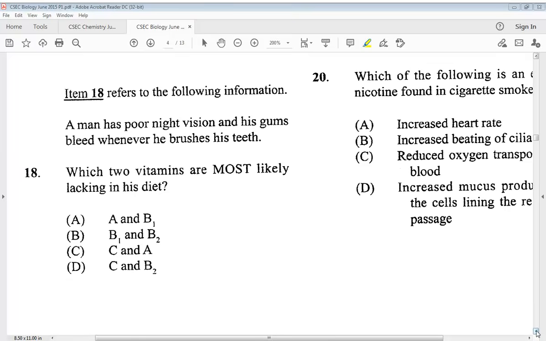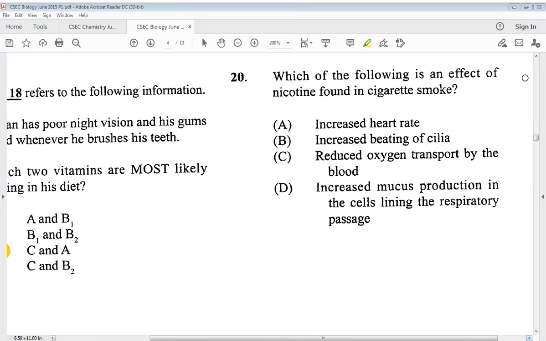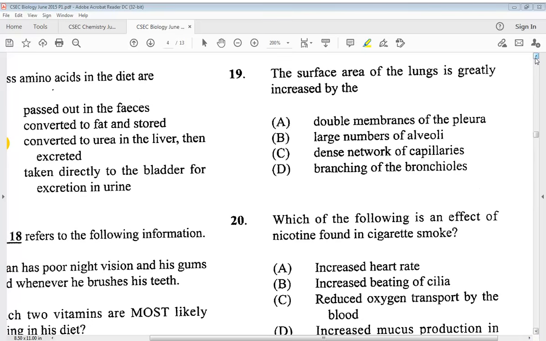Item 18 refers to the following information. A man has poor night vision and his gums bleed whenever he brushes his teeth. Which two vitamins are most likely lacking in his diet? The answer is C. C and A. Let's go to number 19.